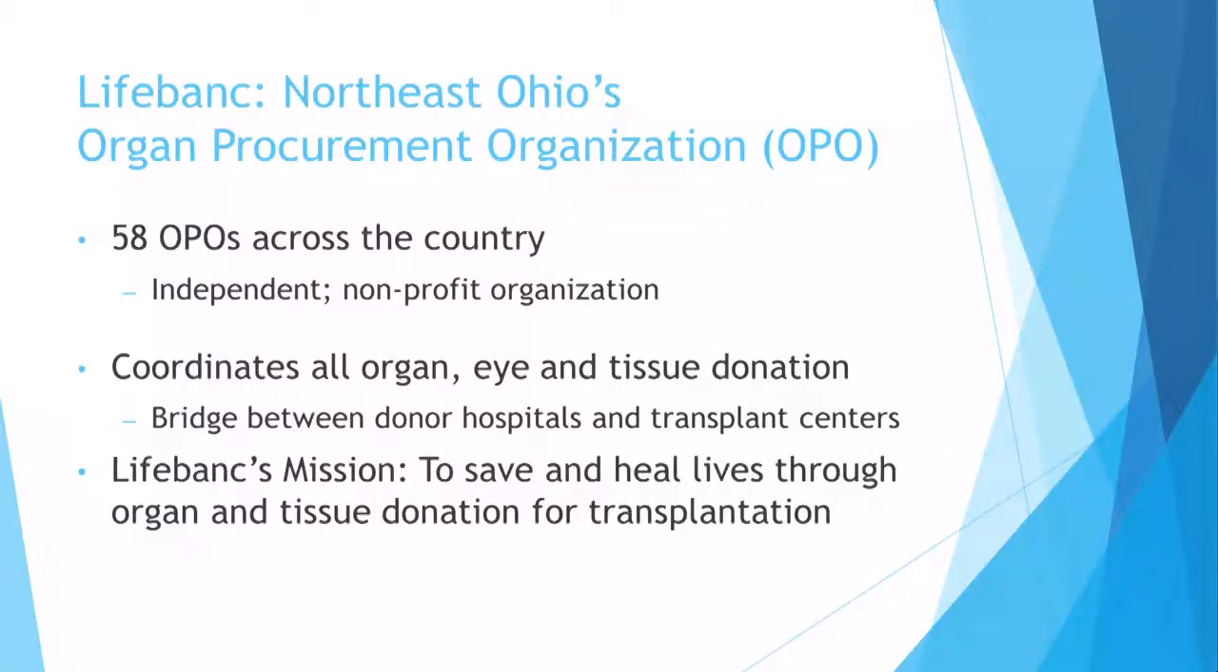My name's Julie Plesha. I'm with the Life Bank organization, which is one of the organizations that I'm going to very briefly talk about today. Life Bank is Northeastern Ohio's organ procurement organization, or OPO. So there are 58 OPOs across the country. We cover every single corner of the United States as well as Puerto Rico. It's an independent nonprofit organization, and what we do is we coordinate all of organ, tissue, and eye donation throughout the country. So our mission is to save and heal as many lives as possible through the gift of organ and tissue transplant.